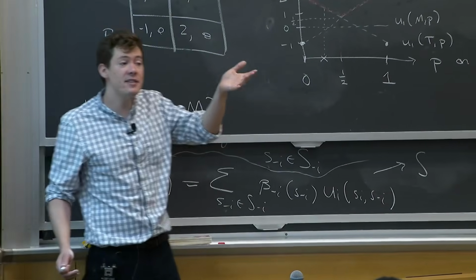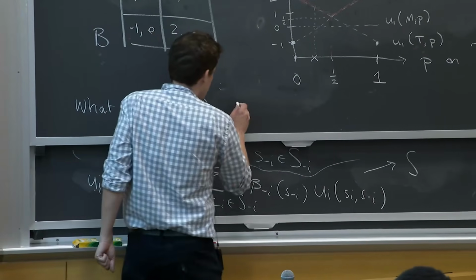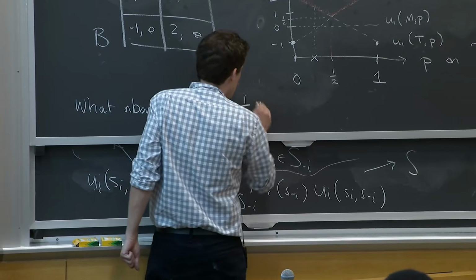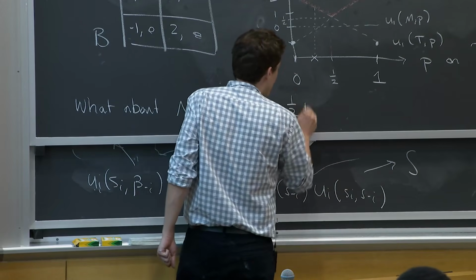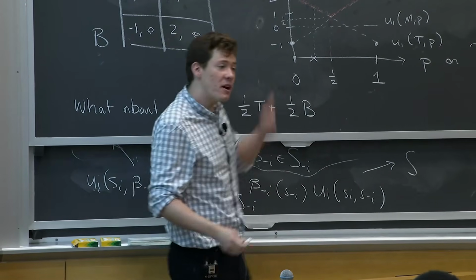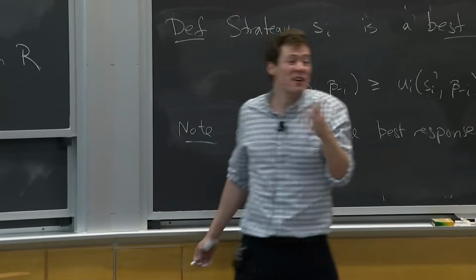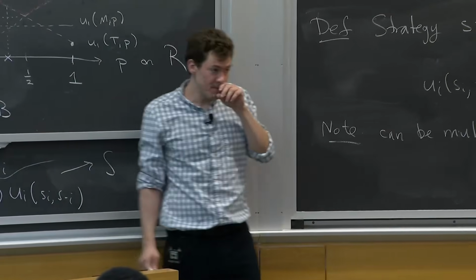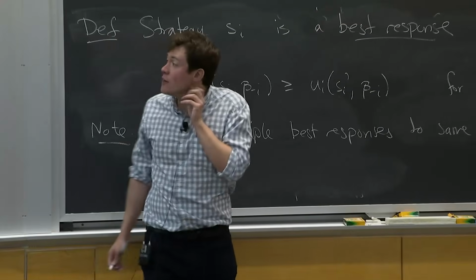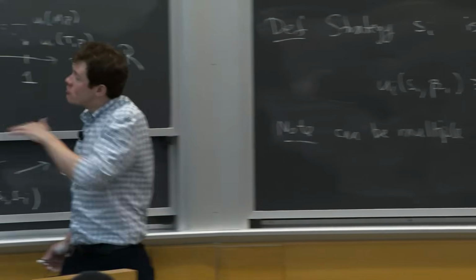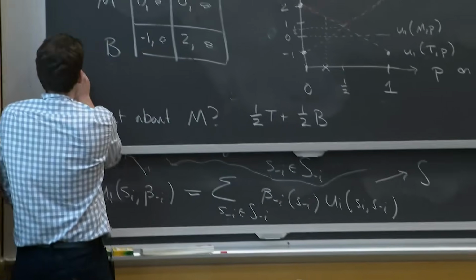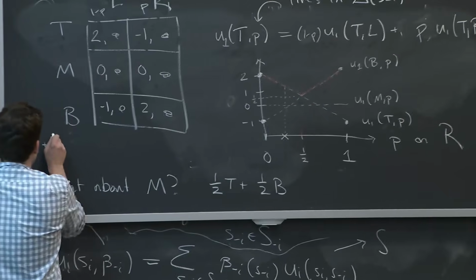And if the coin is heads, I'm going to play T. So consider the strategy which we'll call half T plus half B. What does this mean? I'm going to flip a coin. If it's heads, I play T. If it's tails, I play B. OK? If I were to do that, let's add this strategy down here. Right? So this is half T plus half B.